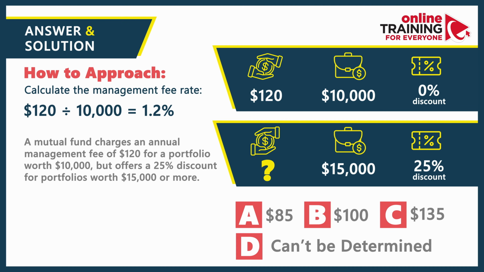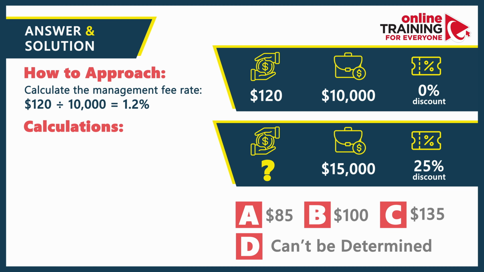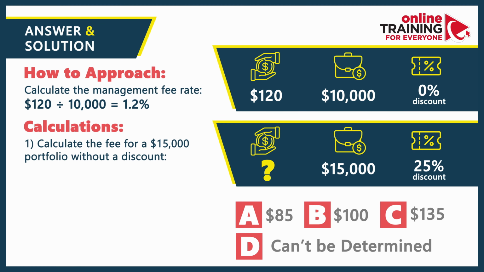Annual management fee of $120 for a portfolio worth $10,000, which means that our non-discounted management fee is 1.2%. Now we are ready to solve this problem in 3 simple steps. Step 1. Calculate the fee for a $15,000 portfolio without a discount. 15,000 multiplied by 1.2% equals 180.